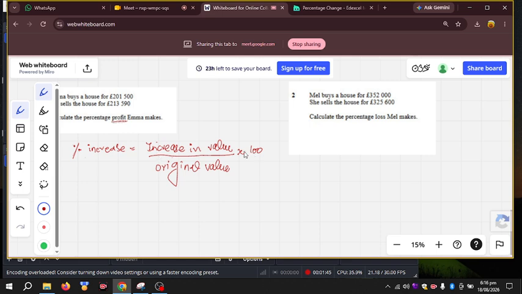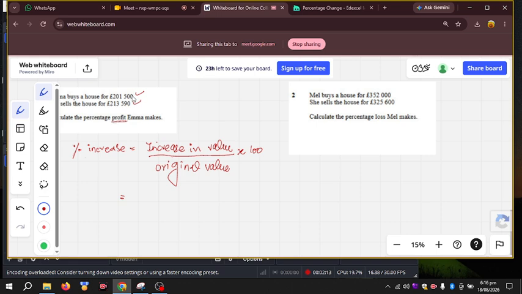Okay, so what does it mean, increase in value? So you have to use this formula to find out the percentage increase. Increase in value means that you will subtract the original value from the new value, because you are getting the profit now. So this is how you will find out the increase in value, that is, how much the value has increased. First the cost of the house was this, and now this is 213,590, and the original cost was 201,500 pound, right?